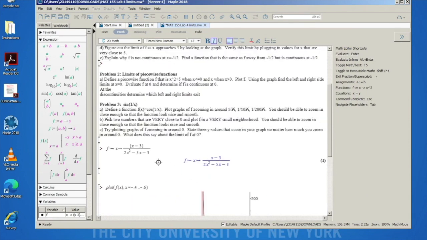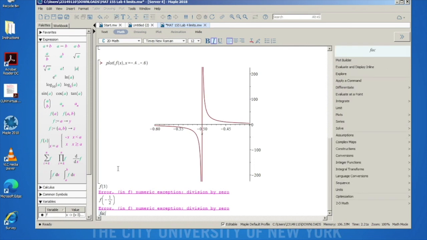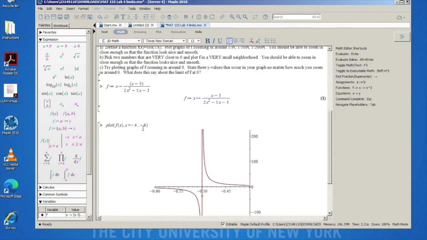Now, if you look at the actual function, you could tell that this is a rational function. What happens with rational functions is that you have issues in the domain of the function when the denominator equals 0, because you cannot divide by 0. So whenever you plug in 3, or whenever you plug in negative 1/2, we are getting division by 0 here. How can you check this? Well, you could try to factor the denominator and see why this is happening.